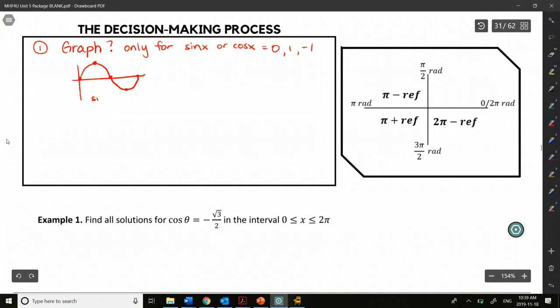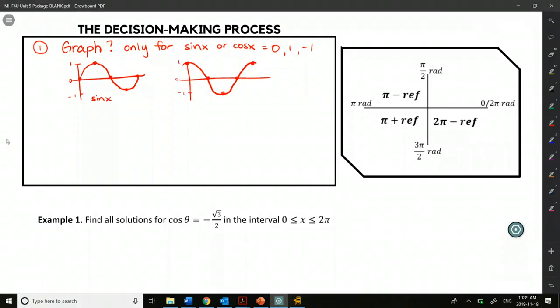So this is your sine x graph, where you have 0s, 1s, and negative 1s. Okay, and then for cos x, we know that our graph starts at a max, up at 1, and ends at a max at 2 pi. So those will be the 2 graphs that I'll use potentially for some solving if I can.